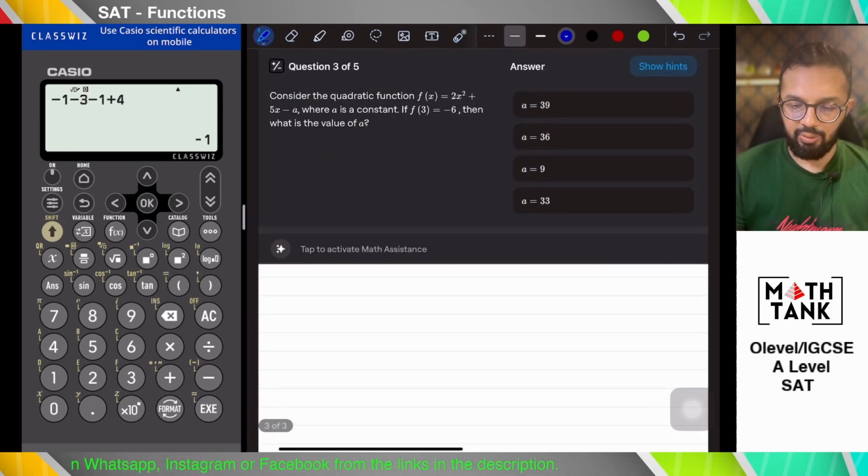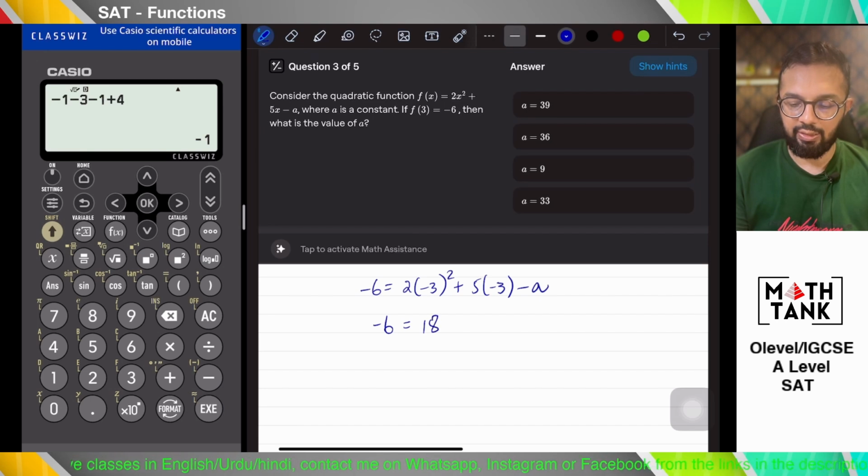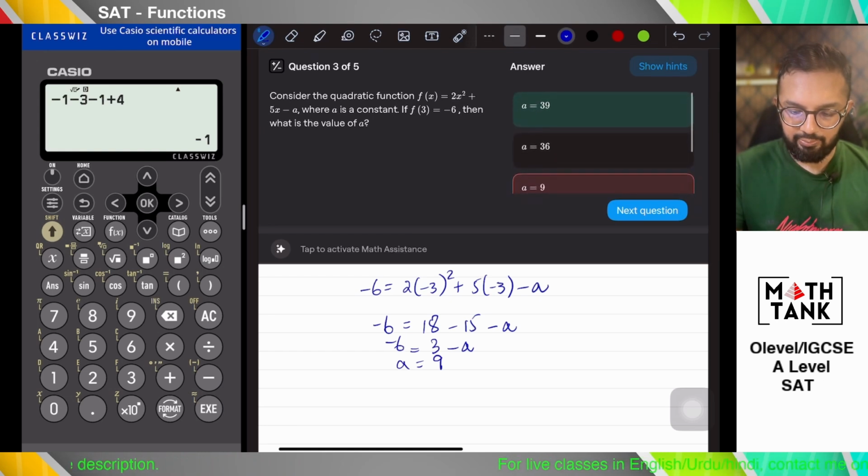Okay, continuing with this, so f of 3 equals minus 6, so 2 times minus 3 squared plus 5 times minus 3 minus a, minus 6, 18 minus 15 minus a, so a equals 9. I did something wrong. Let's check. Oh, it was minus 3, it was 3.